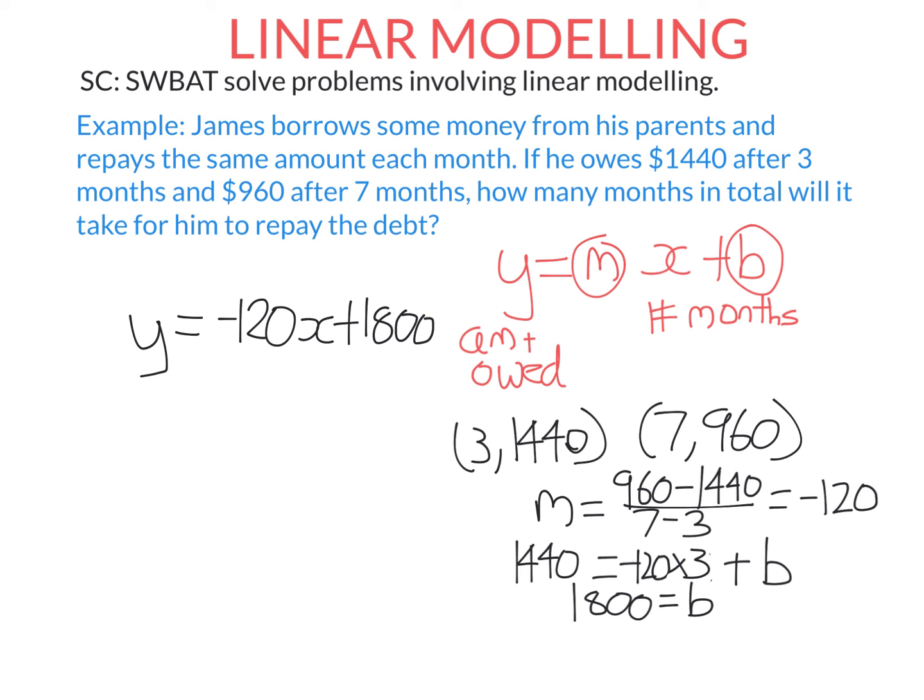So if I want y to be 0, I can simply solve for the value of x. Now, you know how to do this. It's pretty simple. We're just going to subtract 1800 from both sides, divide by 120, you get x equals 15. When y is 0, when the amount owed is 0, being fully paid, x is 15. That means it takes 15 months to fully repay the debt.